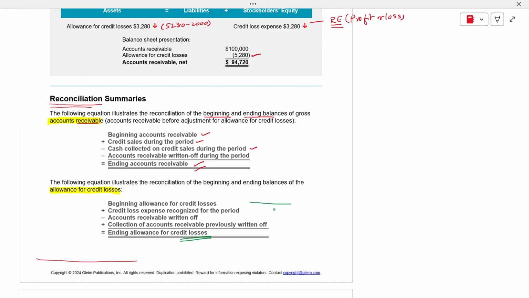I assume some numbers. Opening balance is 1000. Credit loss expense during the period is 150. Anything written off is 50. Anything previously written off that is now collected is 100. Taking into consideration, it goes 1050, 1100, 1200. Is it okay?